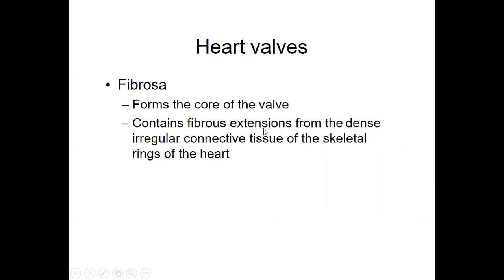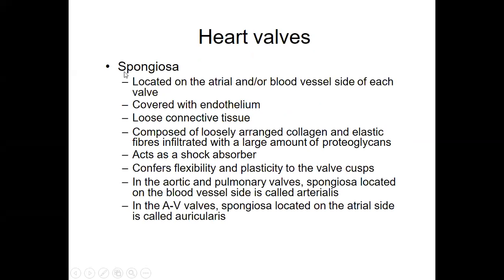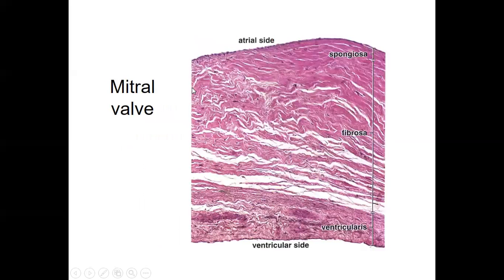It contains fibrous extensions from the dense irregular connective tissue of the skeletal ring of the heart. Actually, the fibrosa layer is an extension from the dense irregular connective tissue of the skeletal ring of the heart.